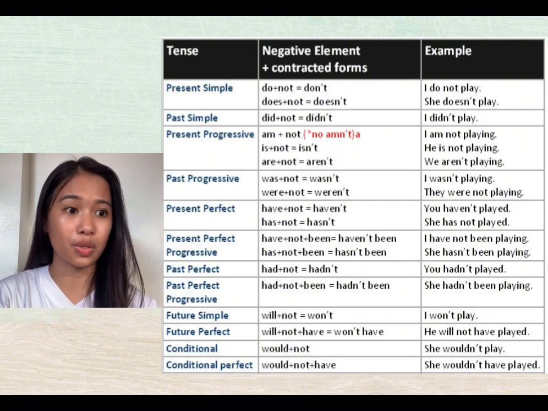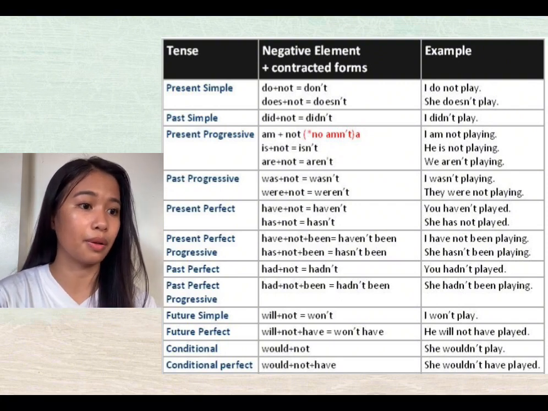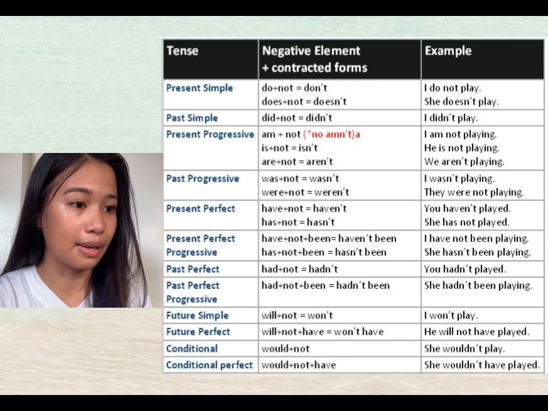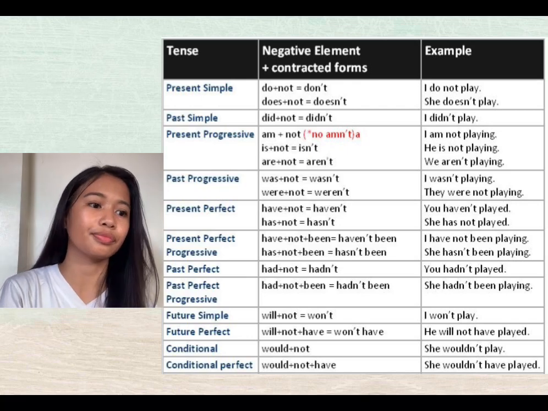If you want, you can pause it. For example, present simple. Do not, don't, does not, doesn't. Example, I do not play, she doesn't play, and so on.